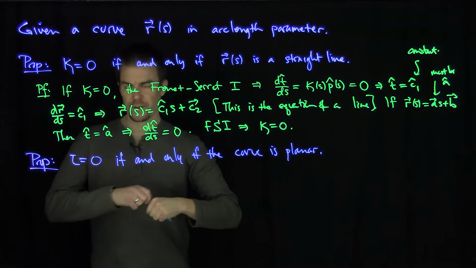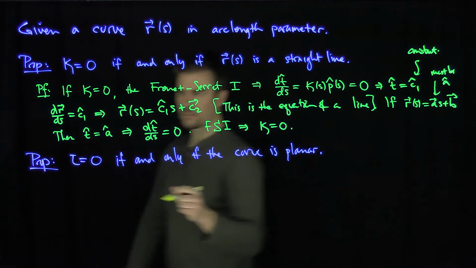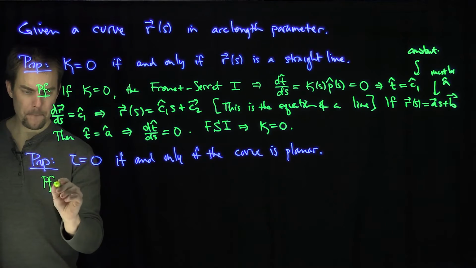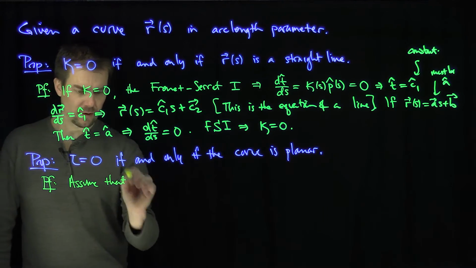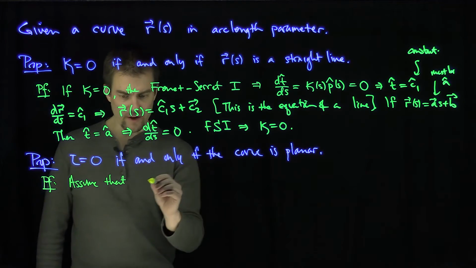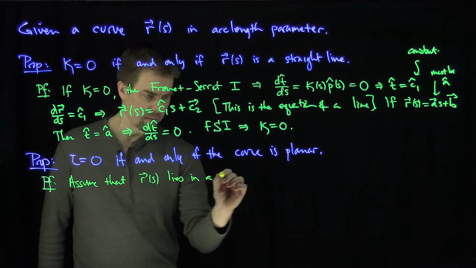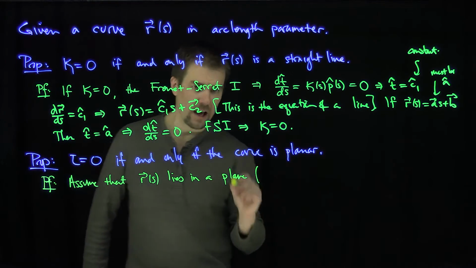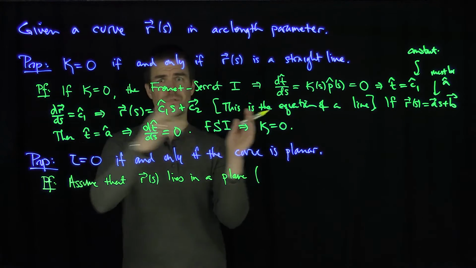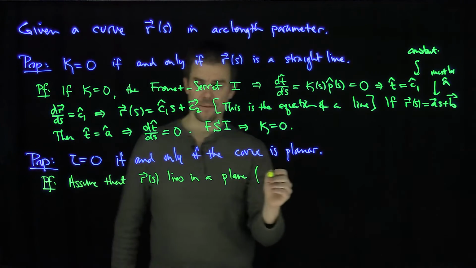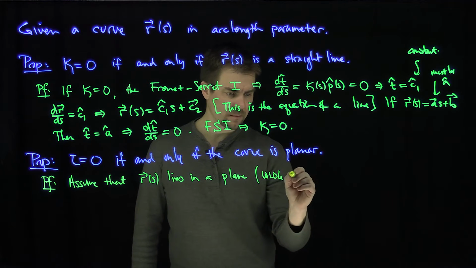Okay, let's prove this. Proof. Assume that the curve R of S lies in a plane. And without loss of generality, we can assume this plane goes through the origin. If the plane does not go through the origin, just shift it to the origin. It's not going to change the fact that the curve is planar, right? So without loss of generality, zero is on the plane.